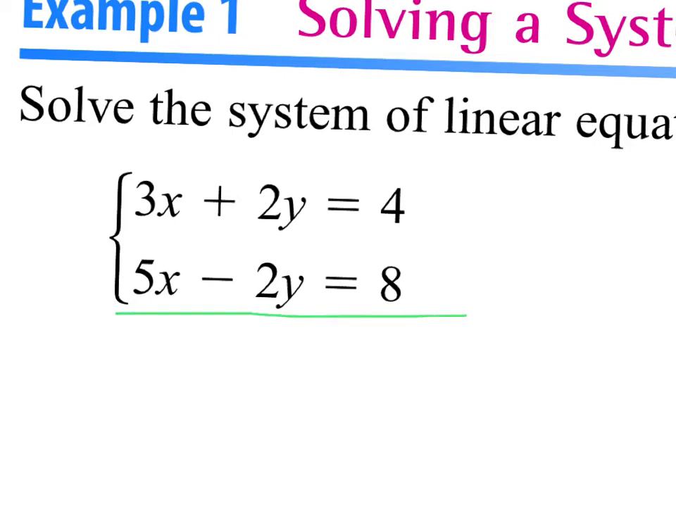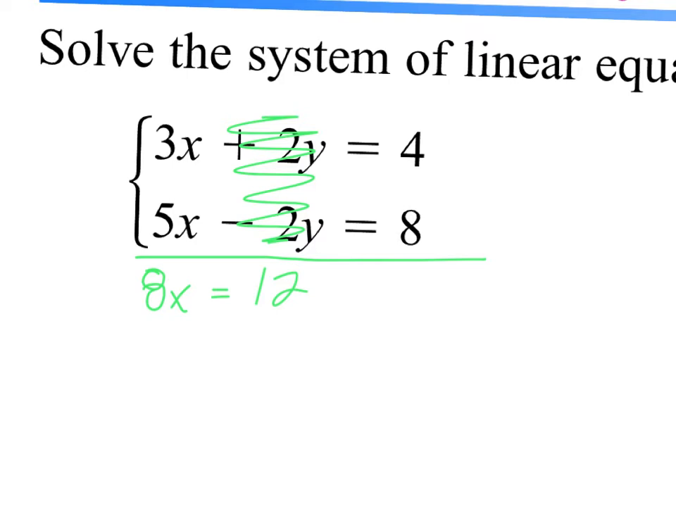If I combine these two equations, if I add them, what's 3x plus 5x? 8x. Positive 2y, negative 2y cancels out. And then what's 4 plus 8? 12. All right. So how do I solve for x? Divide both sides by 8. And then I get x equals what? What's 12 divided by 8? What does that reduce to?